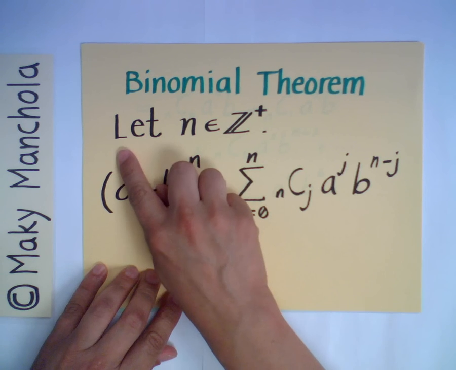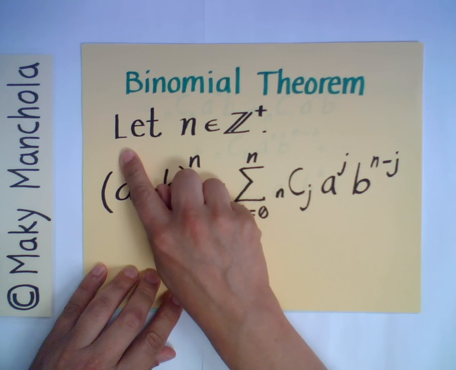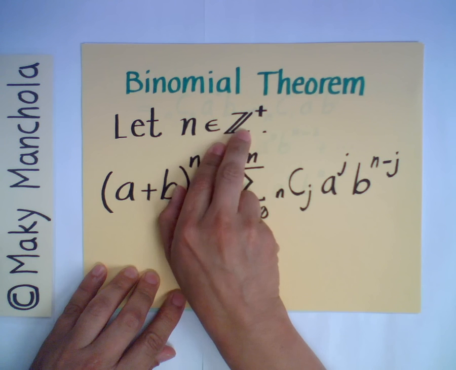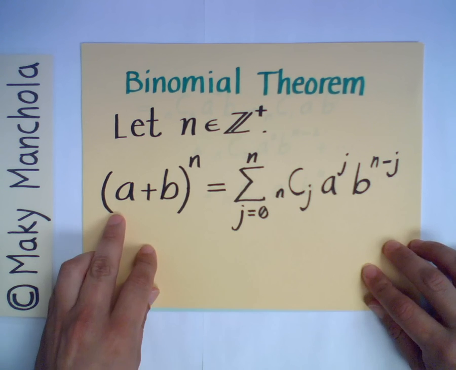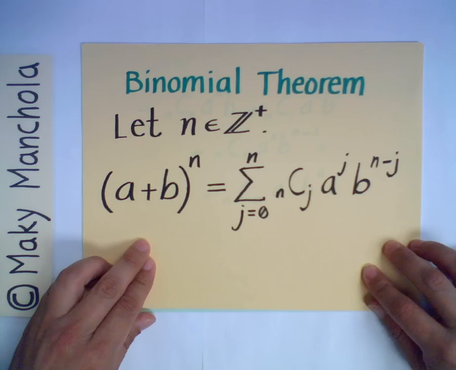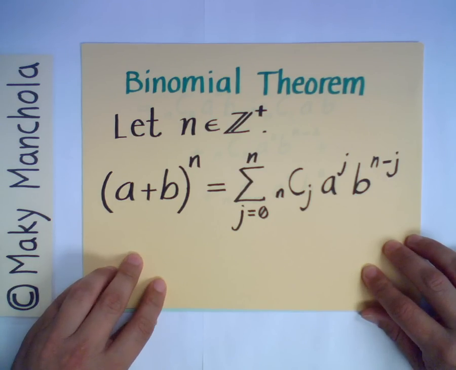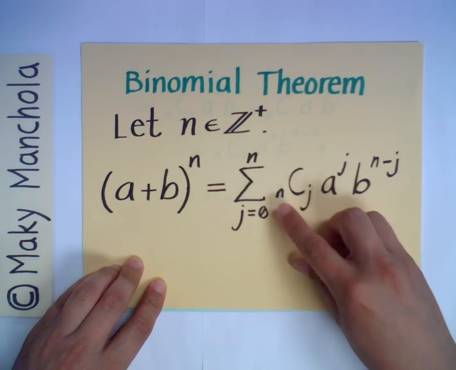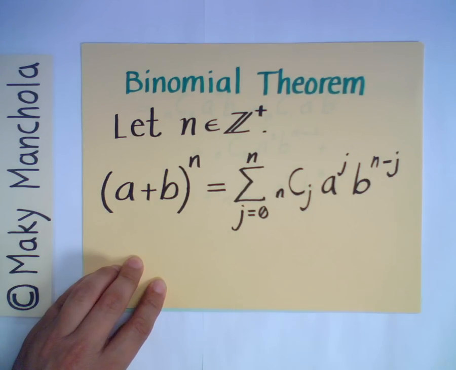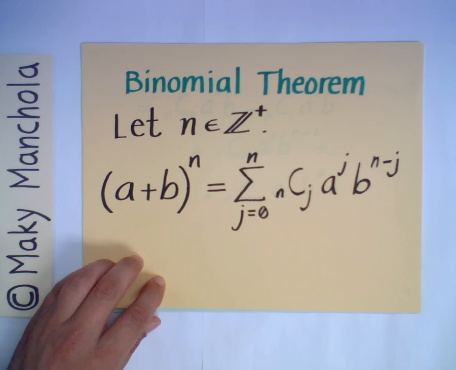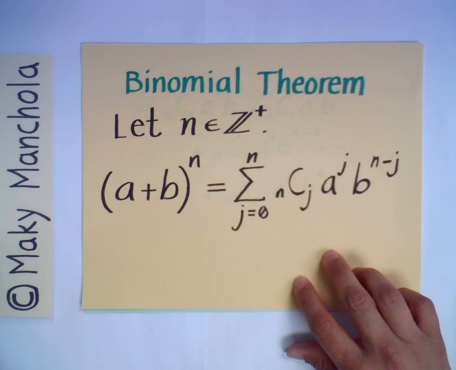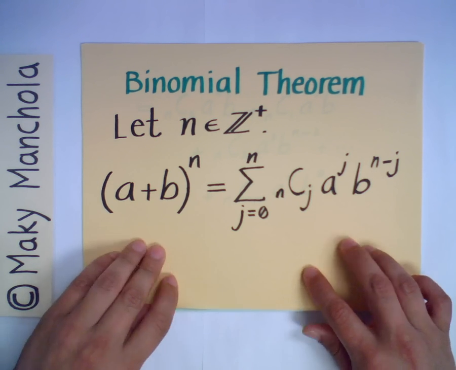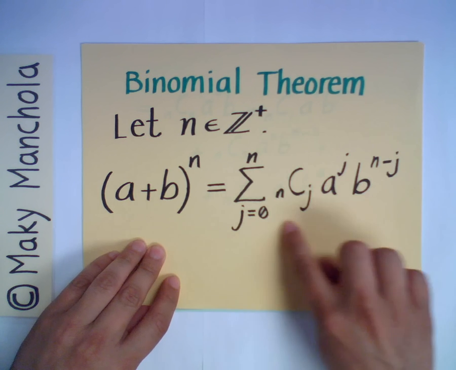So here's how the binomial theorem goes. Let n be a positive integer, then (a + b) to the power n equals the sum from j equals 0 to n of n choose j times a to the jth power times b to the n minus j power.